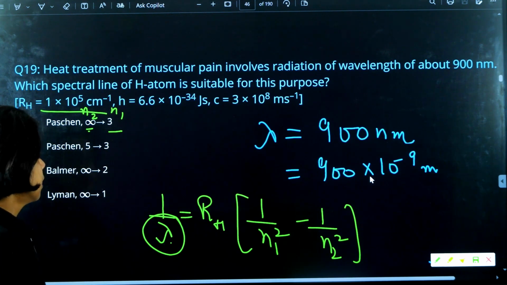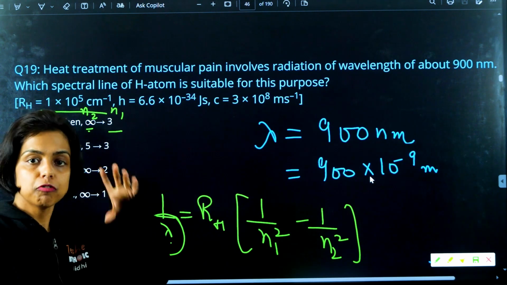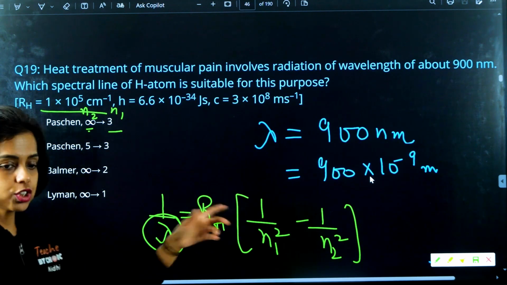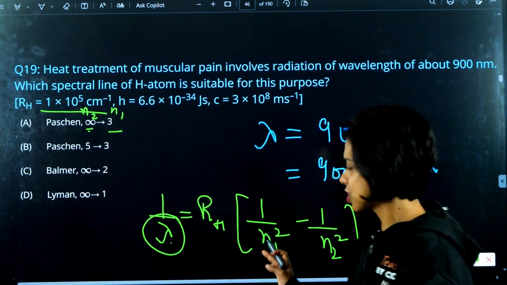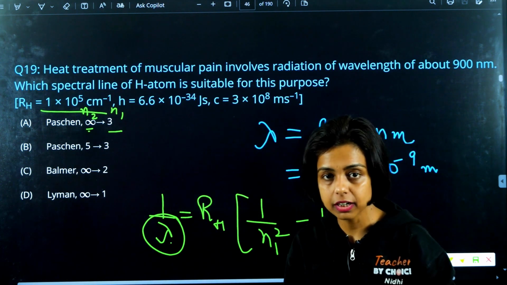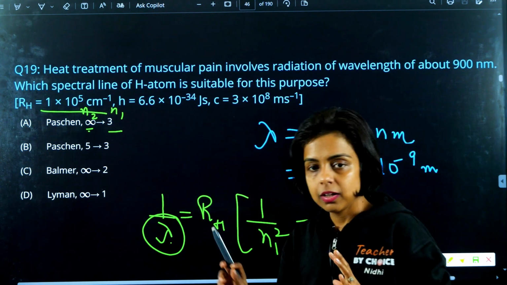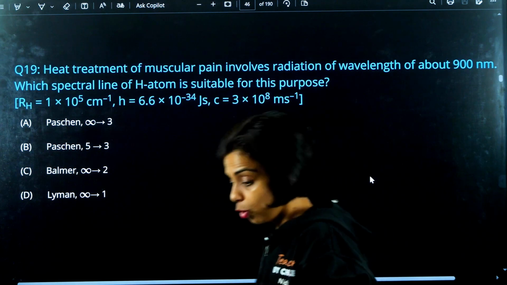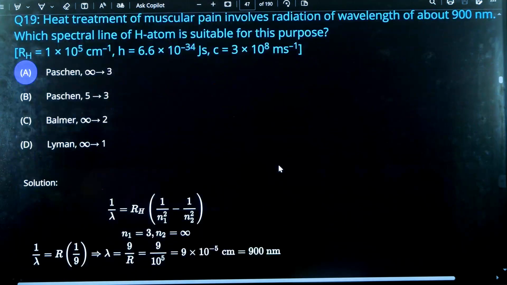In the second case, put N1 equal to 3, N2 equal to 5. The electron is transitioning from the 5th orbit to the 3rd orbit. So you can check the lambda. It is a bit of a tedious task, but the calculations are not very difficult. So just check using Rydberg's equation which N1, N2 satisfy the equation and give you lambda equal to 900. So guys, I hope you did the same way. Let's check which part is satisfying.